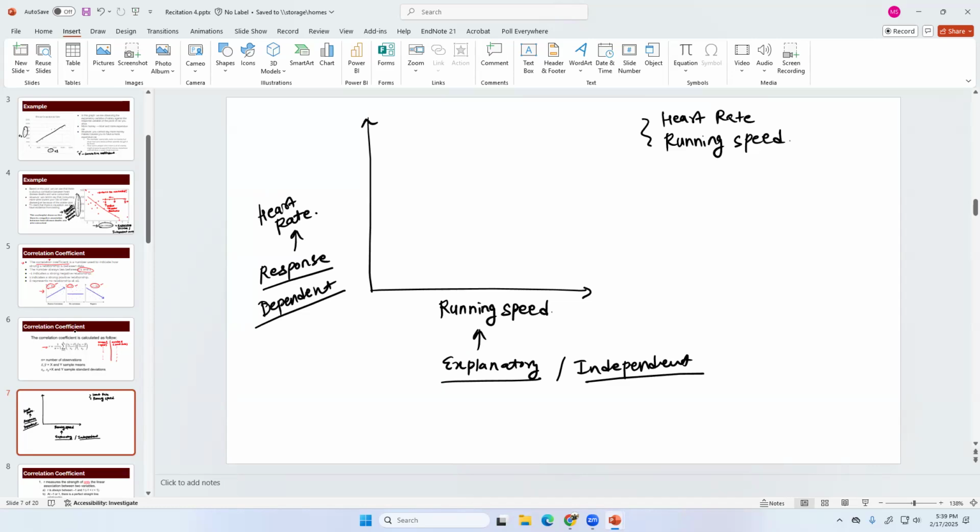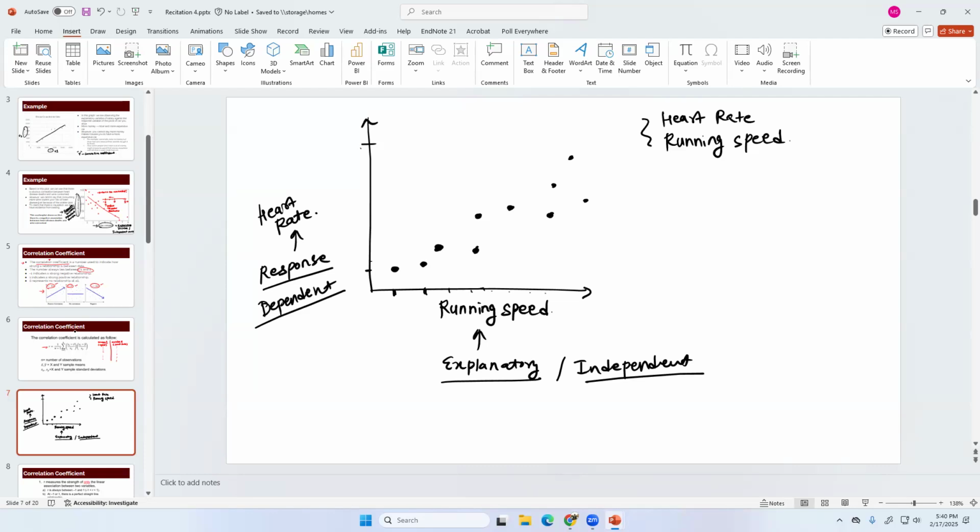And what sort of R will you guess for this? Positive, right? Because as running speed increases, we guess that heart rate will go up. So your data points will look something like this. For this running speed, this is your heart rate. As the running speed is increasing, you'll see that the heart rates are also increasing. So this one dot is both running speed and heart rate.